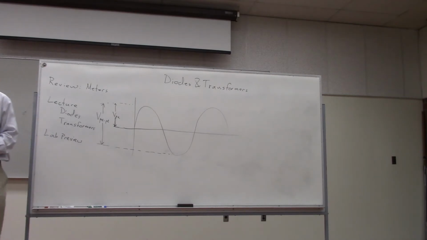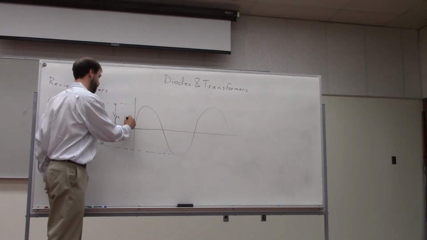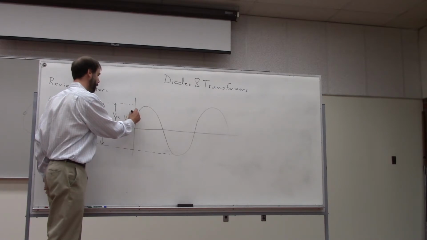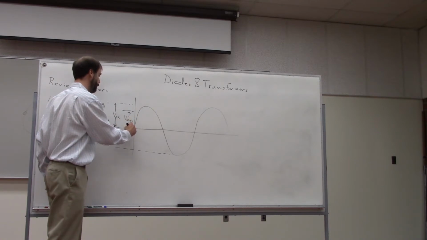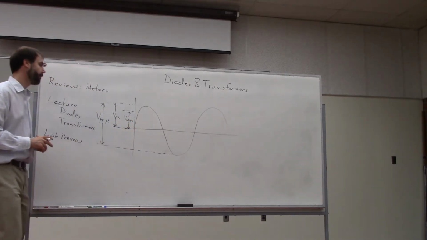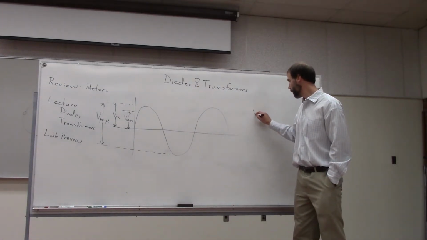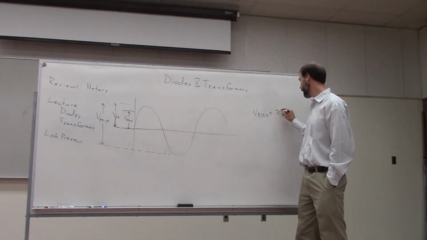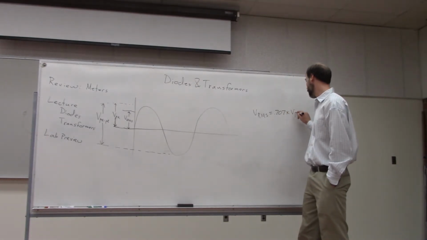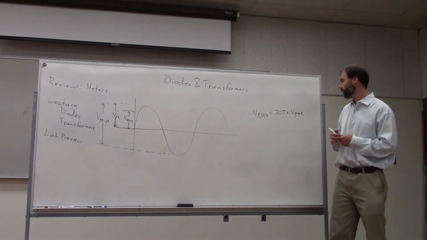Yet another way of quantifying AC voltages is something called RMS. So RMS voltage, in order to get the RMS voltage, you use a formula, and for sine waves, we say that VRMS is 0.707 times V peak. Okay? Yeah, 0.707 times V peak.